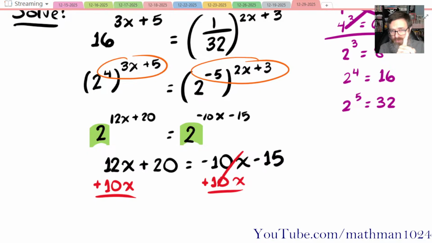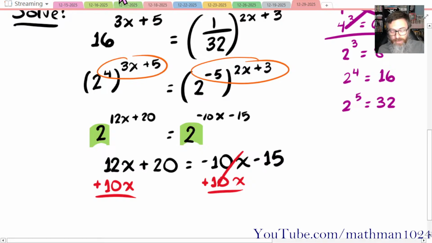Now, I could have moved the 12x to the right. I could have done that. It would have given me a negative coefficient. I still could have done it, but I know me and I know my pitfalls. I know my weaknesses, so I'm going to try to avoid negatives through legitimate means as much as possible.